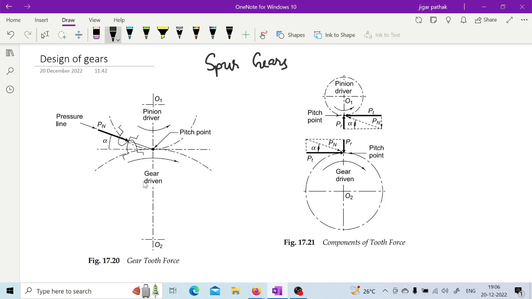As you can see in this figure, the forces are mentioned whenever a pair of gear teeth are in mesh with each other. The force acts along the pressure line, as this Pn mentioned in the figure. This force provides two components in two directions: one in the tangential direction and the other along the radial direction, as mentioned in the figure, the components of this tooth force.